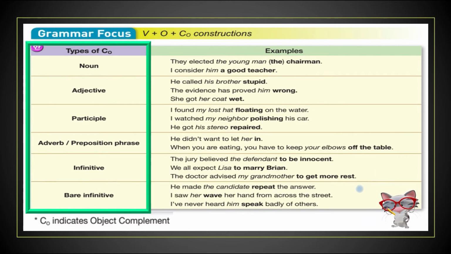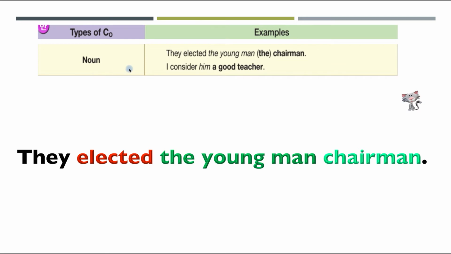So as you've been noticing, there have been different types of object complement. There's a noun object complement, an adjective object complement, a participle object complement, a verb or preposition object complement, an infinitive object complement, a bare infinitive object complement. So let's just go through the various ones. The first one is the noun.